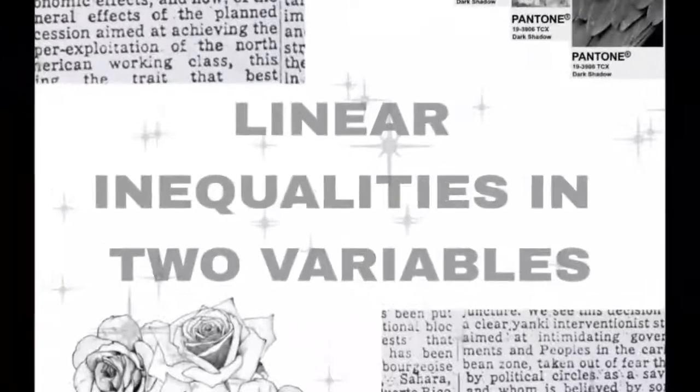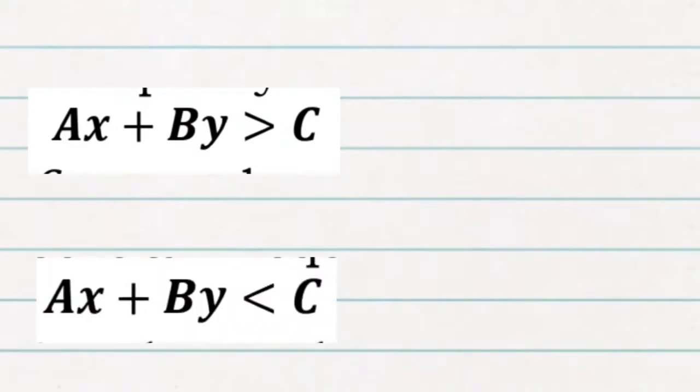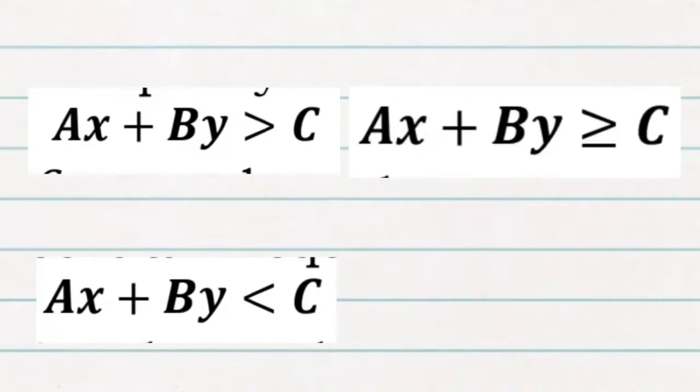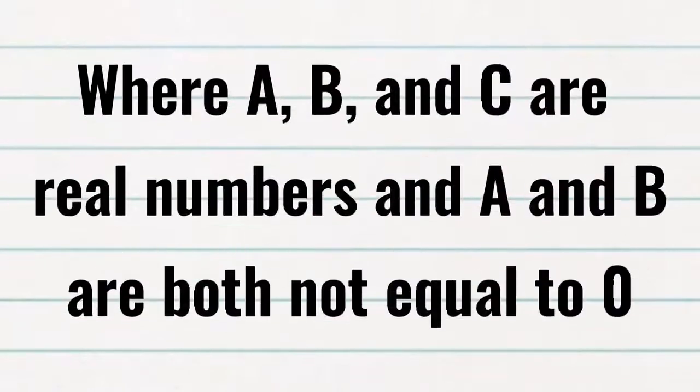Now let us move on to our main topic, which is linear inequalities in two variables. A linear inequality in two variables is an inequality that can be written in one of the following forms: ax plus by is greater than c, ax plus by is less than c, ax plus by is greater than or equal to c, ax plus by is less than or equal to c, where a, b, and c are real numbers and a and b are both not equal to 0.